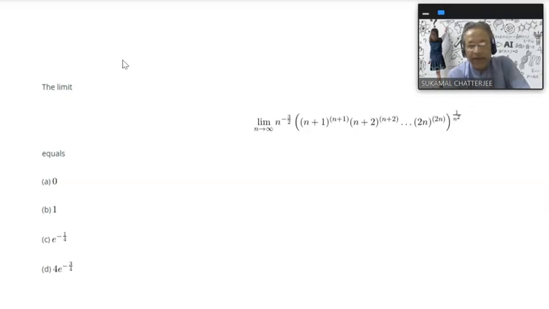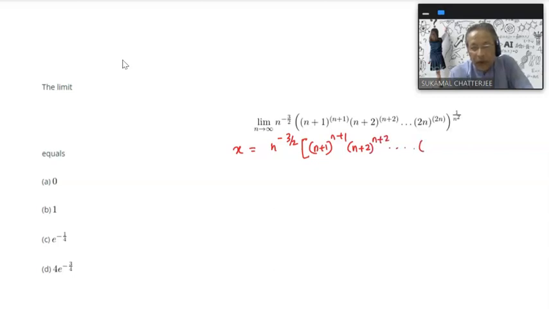Wherever you have n or a function of n in the power, you have to start by taking log. So let the whole expression be equal to x. So x is equal to n to the power minus 3 by 2 times n plus 1 to the power n plus 1 times n plus 2 to the power n plus 2 all the way up to 2n to the power 2n, which can be written as n plus n to the power n plus n. So there are n terms in this product, to the power 1 by n square.